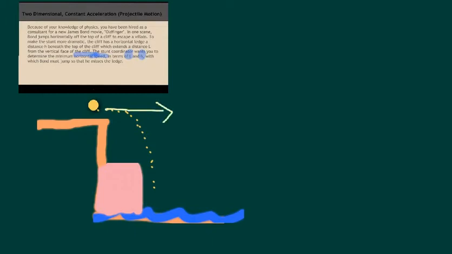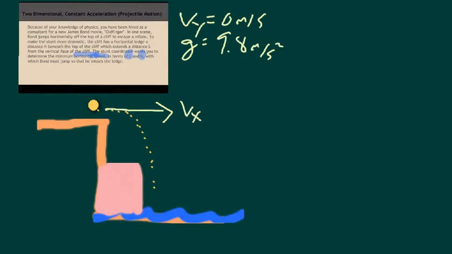and we want to find the initial velocity in the x direction, and we'll write down some of our other givens. We know that Vy is equal to 0 meters per second, and we know that the acceleration due to gravity is 9.8 meters per second squared, and we're going to have a variable that we're calling L, which equals the ledge length. We'll just say ledge.